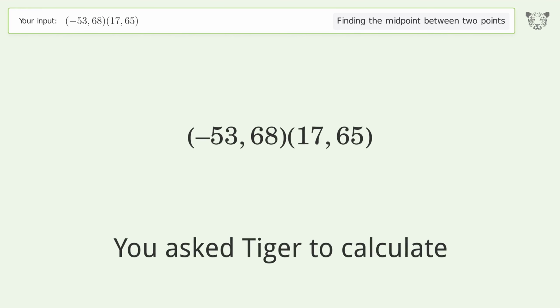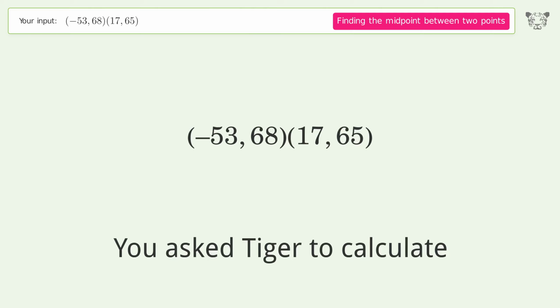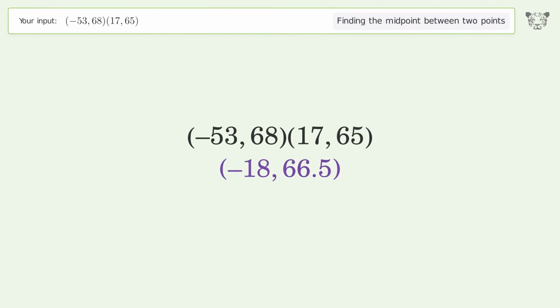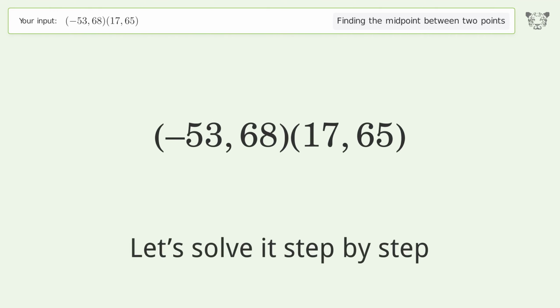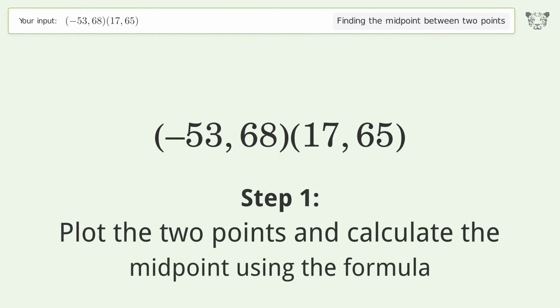You ask Tiger to calculate. This deals with finding the midpoint between 2 points. The midpoint between the 2 points is negative 18, 66.5. Let's solve it step by step. Plot the 2 points and calculate the midpoint using the formula.